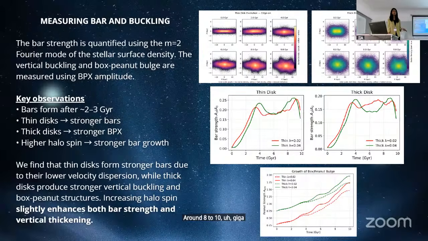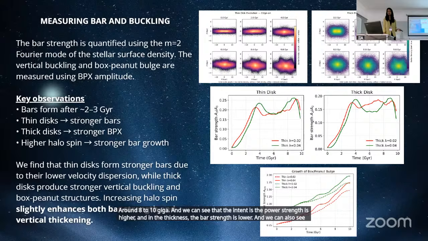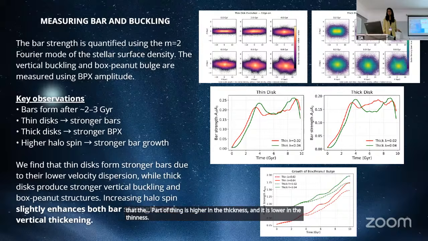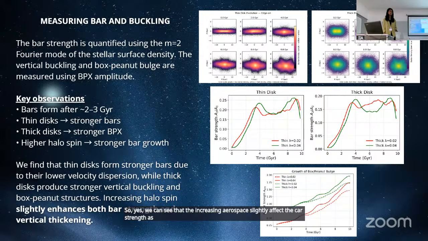We can see that in the thin disk, the bar strength is higher, and in the thick disk, the bar strength is lower. And we can also see that the vertical buckling is higher in the thick disk, and it is lower in the thin disk. So we can see that the increasing halo spin slightly affects the bar strength as well as the buckling action.